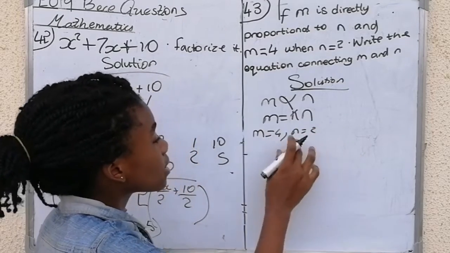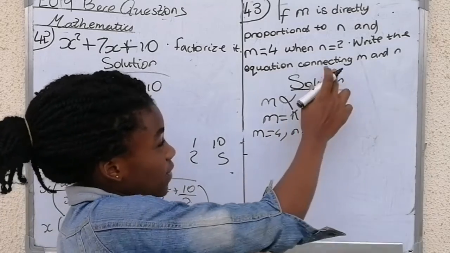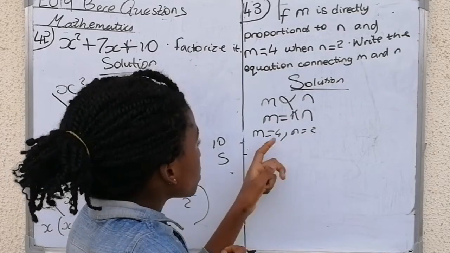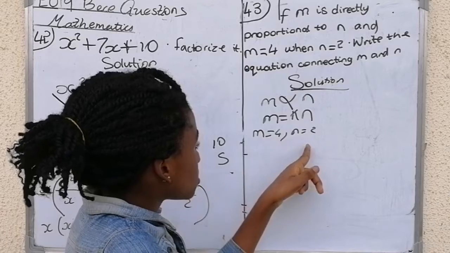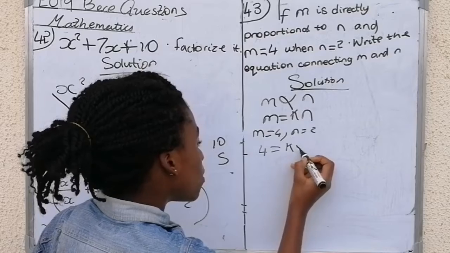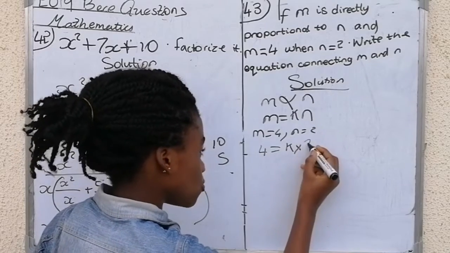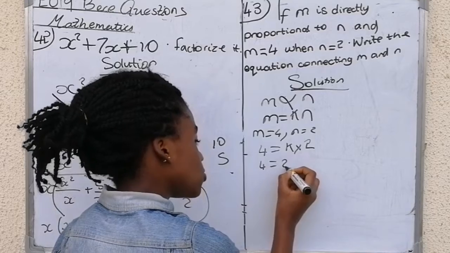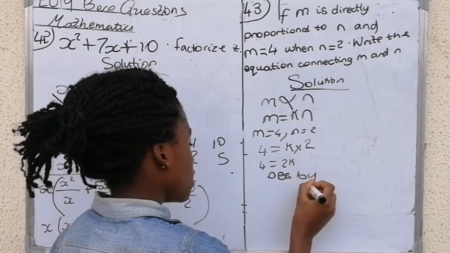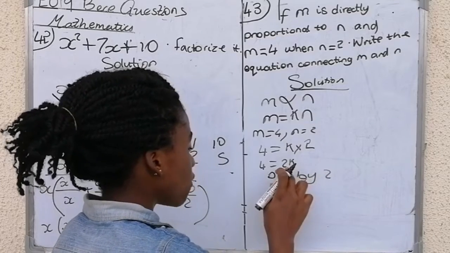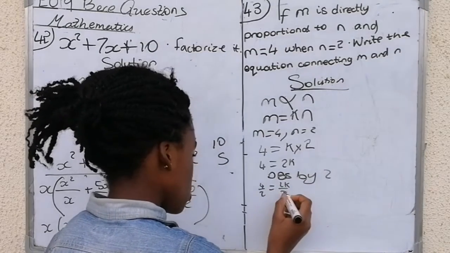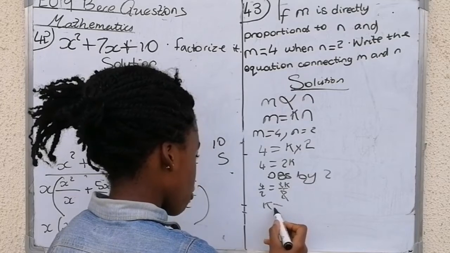So this is the parameter. It is the vital information given in the question to help us solve our answers. So m equals 4 and n equals 2. So here we substitute the values. 4 equals k multiplied by n, which is 2. So 4 equals 2k. Now we divide both sides by 2, which is the coefficient of k. So 4 divided by 2 equals 2k divided by 2. So 2 cancels 2, therefore k equals 2.